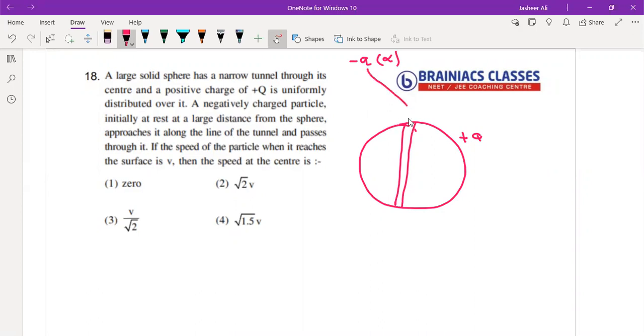It comes like this and passes through the tunnel. That is the question. Now if the speed of the particle when it reaches the surface is v, when it reaches here the velocity is v. Then what is the speed at the center? Let me take it as v dash, or instead of v dash I can put it as vc, center as vc, and the velocity at the surface as v.